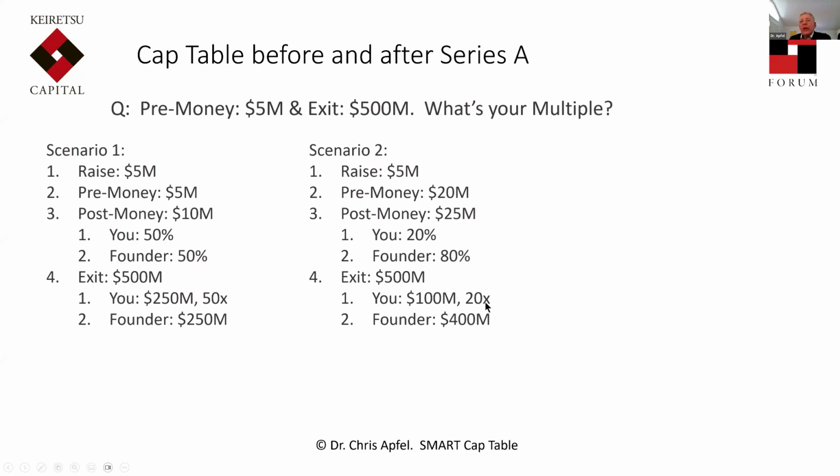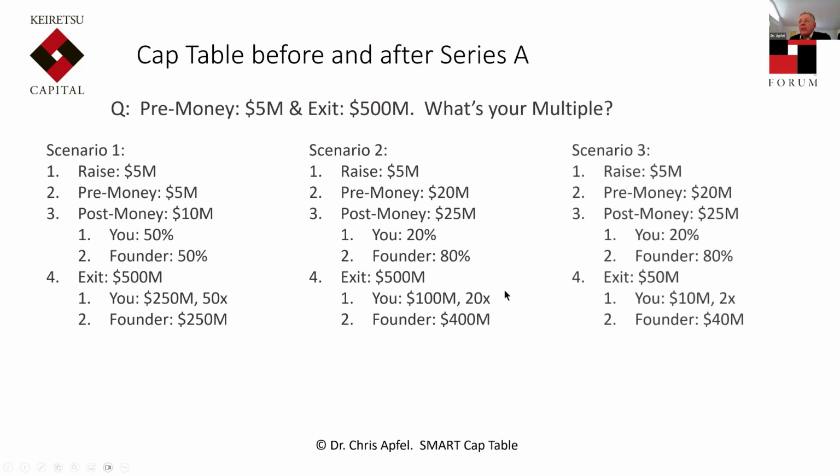And unfortunately, not all startups end up with a 500 million exit. Some of them may actually only end up with a smaller exit. And if this is only 50 million, you end up with 2x. So what this depends on is not necessarily the pre-money. It's actually the post-money, because the capital that's raised also plays a role.